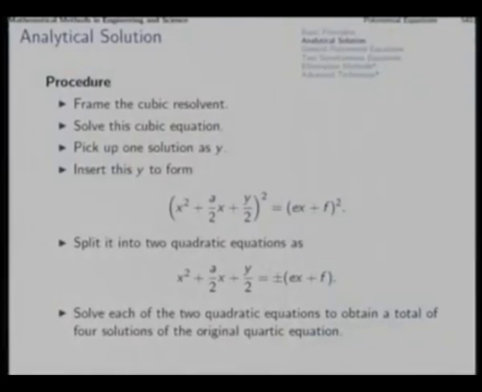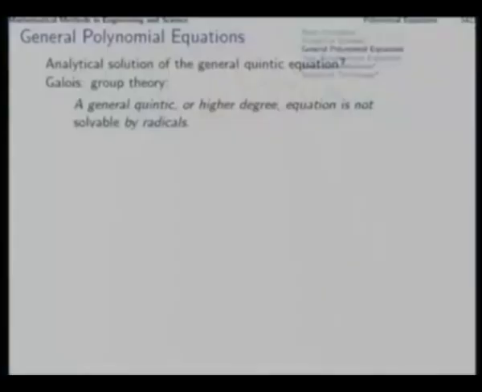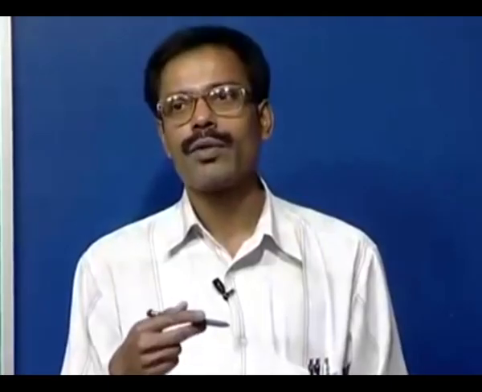Then people started thinking, in the next stage, about higher degree equations. Till it was proved by Galois group theory that a general quintic or higher degree equation is not solvable in this analytical style. Only iterative numerical methods one can use for solving general equations of degree higher than 4. And that means we have to rely on iterative processes, but then iterative processes are of two kinds.